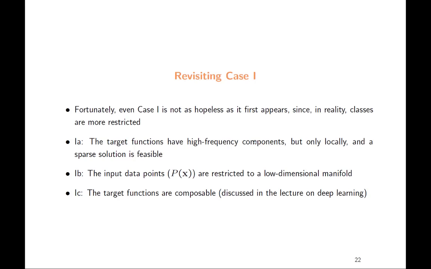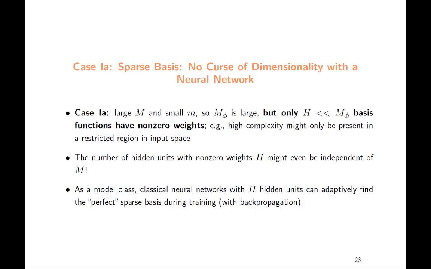Fortunately, for case 1, which seems so terrible, there are even special cases where we can still have a chance of solving it. The first one is 1a, the neural network case. If in reality a lot of the M phi basis functions which we really would need have 0 weight, so the solution is sparse, only a very small number is really needed in the approximation, and we have a smart way of finding this much smaller number of basis functions, then we can also beat the curse of dimensionality, and this is really what's going on in neural networks.